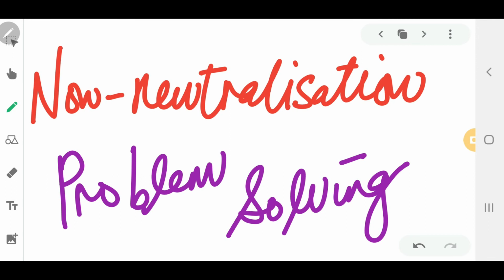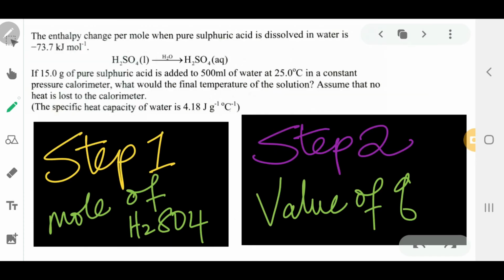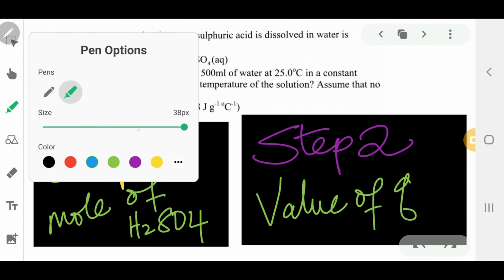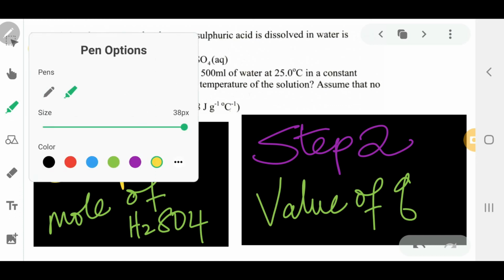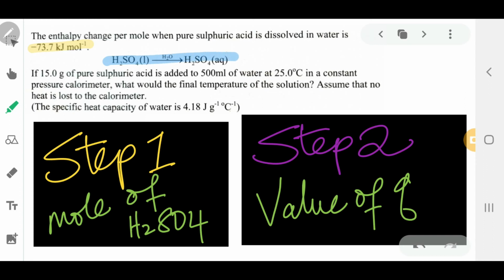Now we're going to look at one example that is a non-neutralization, but it is still going to be about coffee cup calorimeter. You are given a situation over here in which you have pure sulfuric acid dissolved in water, and when that reaction happens, it is exothermic. The process of adding your sulfuric acid into water to make it slightly diluted will release a certain amount of energy, and the energy being released is this. So this is not neutralization, obviously, because when you look at the balanced equation, you do not have a base. You just have pure sulfuric acid dissolved in water to make aqueous sulfuric acid.